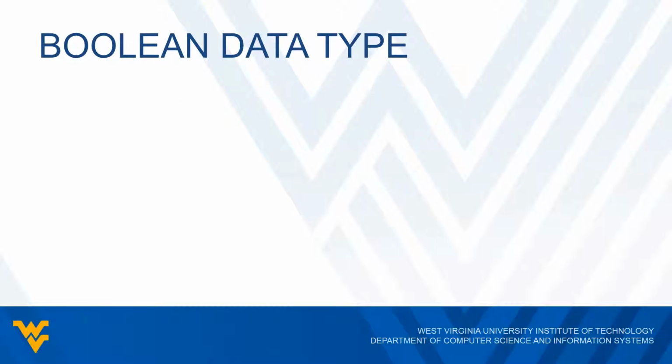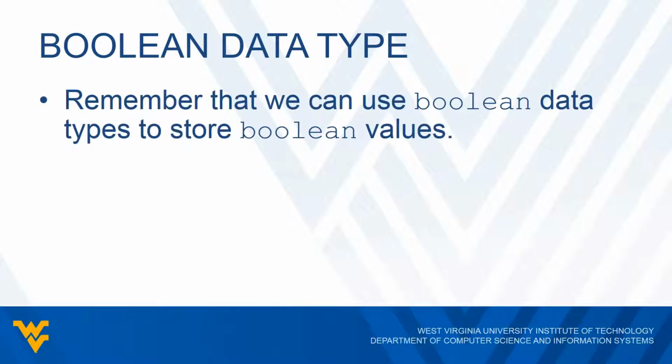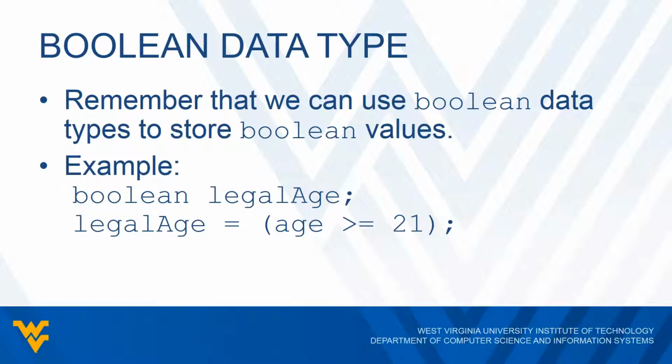The last thing we're going to mention is that if we're dealing with these different types of Boolean logical expressions, we can use a Boolean data type to store Boolean values. So maybe we do some expression and it evaluates to true or false, and we want to store that result in some variable. For example, let's say we have the line of code boolean legalAge. So legalAge is going to be equal to either true or false. And then we have the statement legalAge equals age greater than or equal to 21.